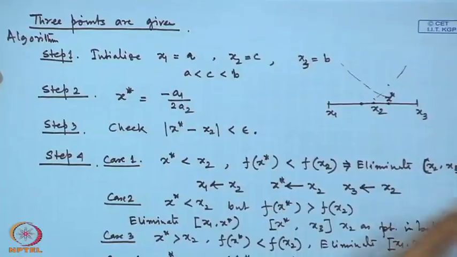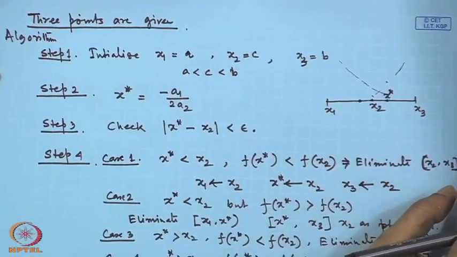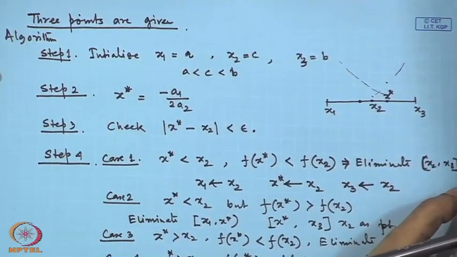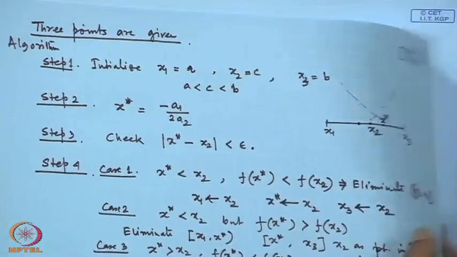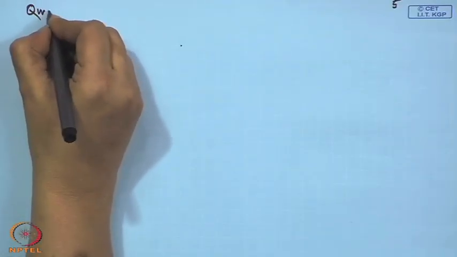This is the quadratic interpolation technique, when in 3 points the functional values are given to us. All right. We can have another case as well for the quadratic interpolation method, that is the method when only 2 points are given to us.